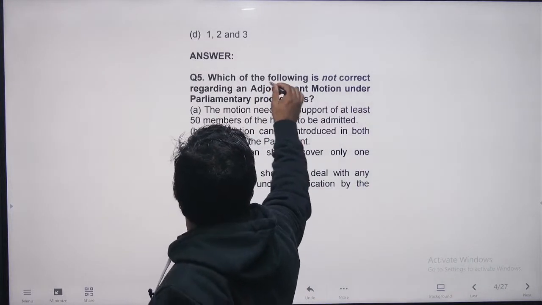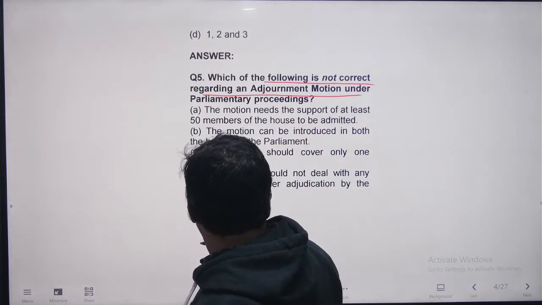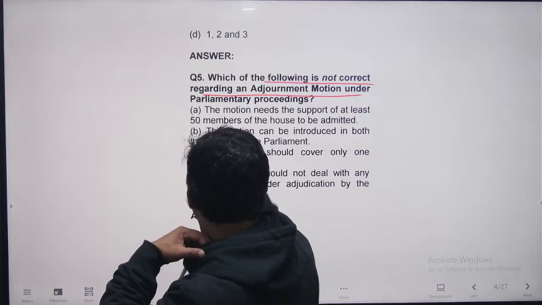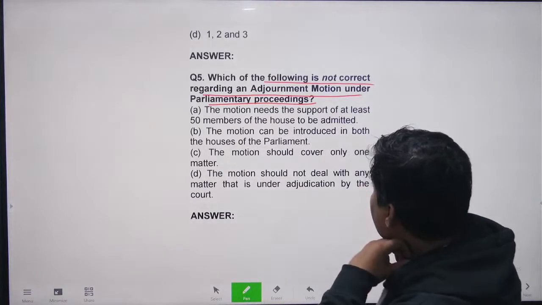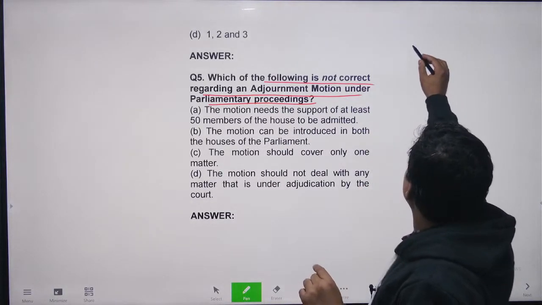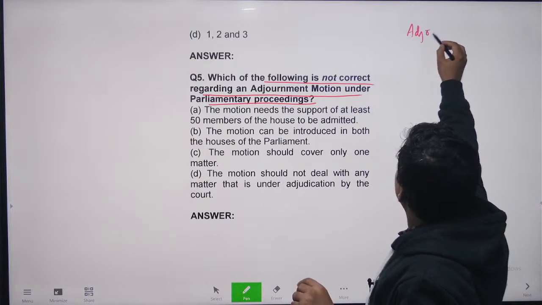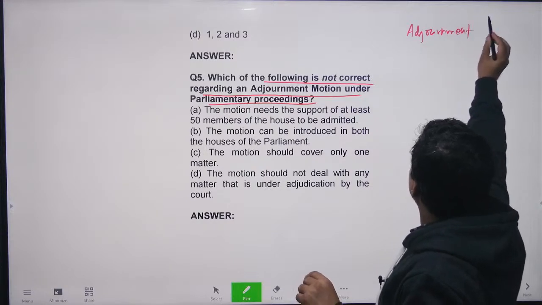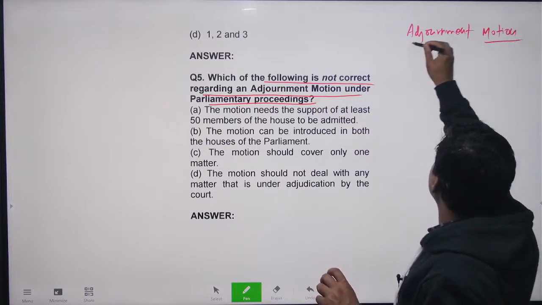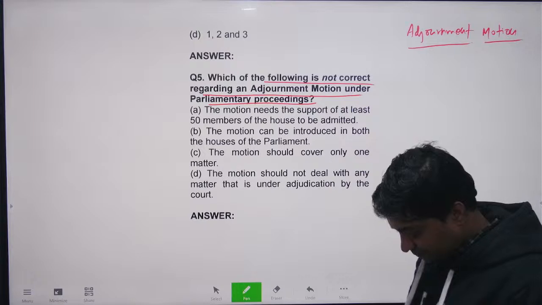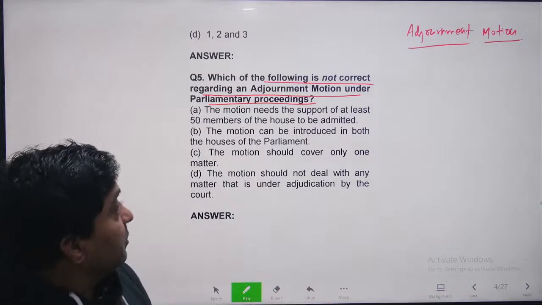Which of the following is not correct regarding an adjournment motion under parliamentary proceedings? Okay, adjournment motion. Now, what is adjournment motion? First, you need to understand what is motion, then I will talk about adjournment motion. Motion. First, motion.